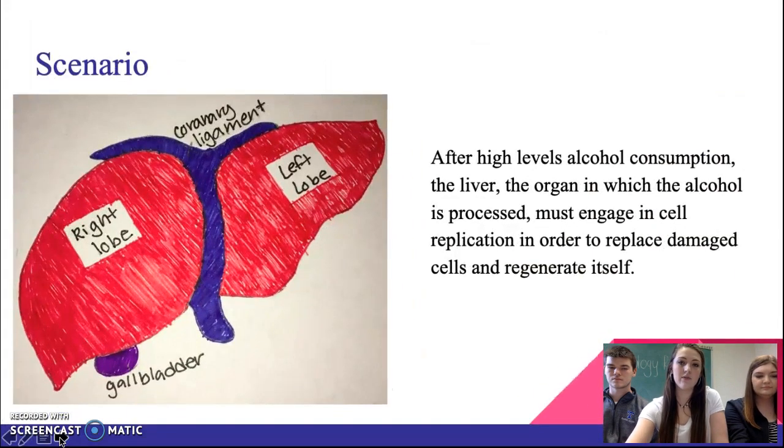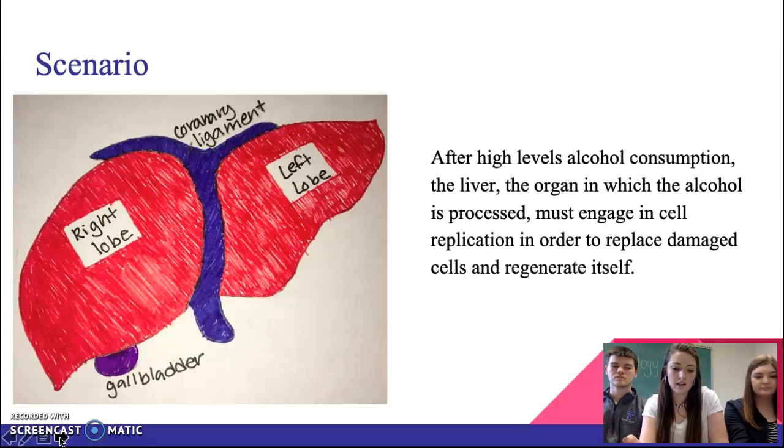So our scenario involves alcohol consumption and liver regeneration due to the alcohol consumption. As college students enter their newfound freedom, many find themselves pressured with alcohol abuse. As alcohol is introduced into the body, especially in high quantities, the liver, the organ in which the alcohol is processed, is forced to break down and filter the alcohol that's being consumed.